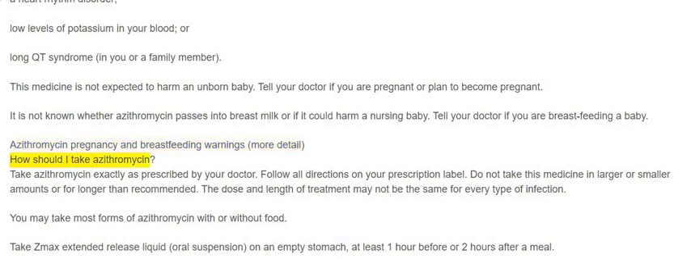How should I take azithromycin? Take azithromycin exactly as prescribed by your doctor. Follow all directions on your prescription label. Do not take this medicine in larger or smaller amounts or for longer than recommended. The dose and length of treatment may not be the same for every type of infection. You may take most forms of azithromycin with or without food.